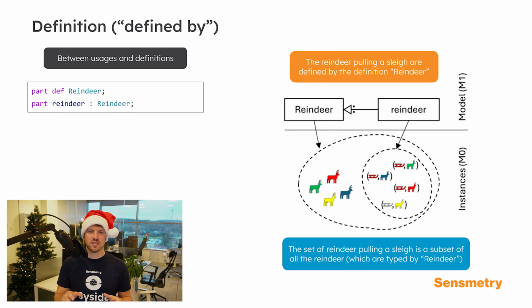And the definition relationship connects a usage to its definition. It's how usages inherit features from their definitions. All of them restrict instances to subsets, enabling design refinement and reuse.